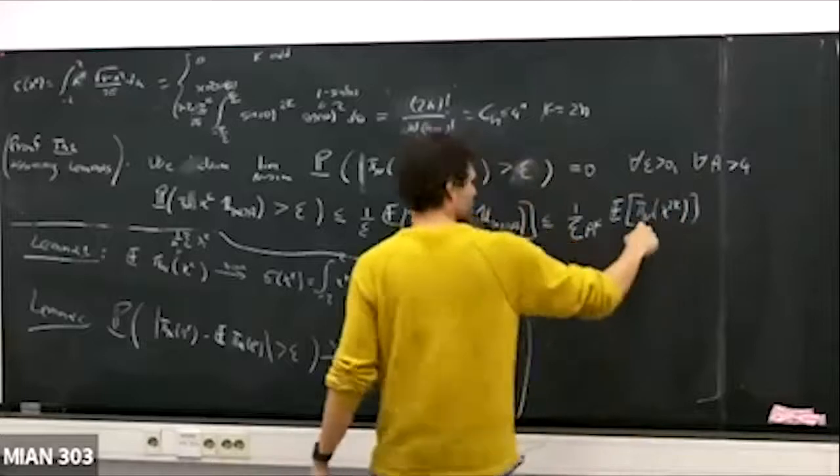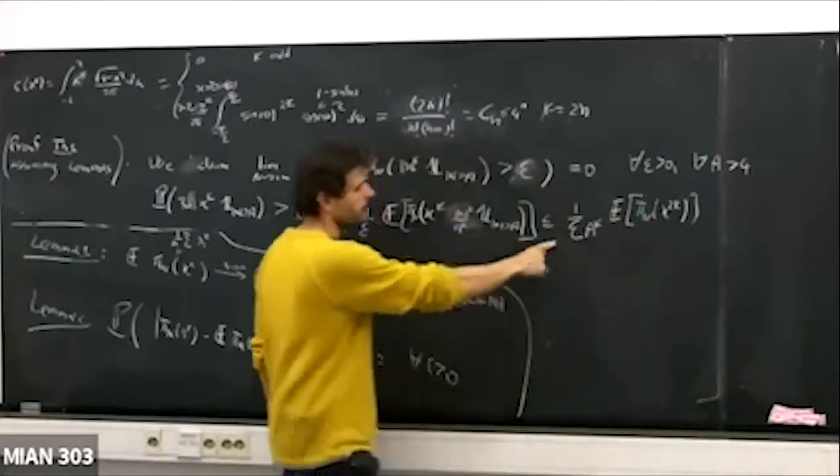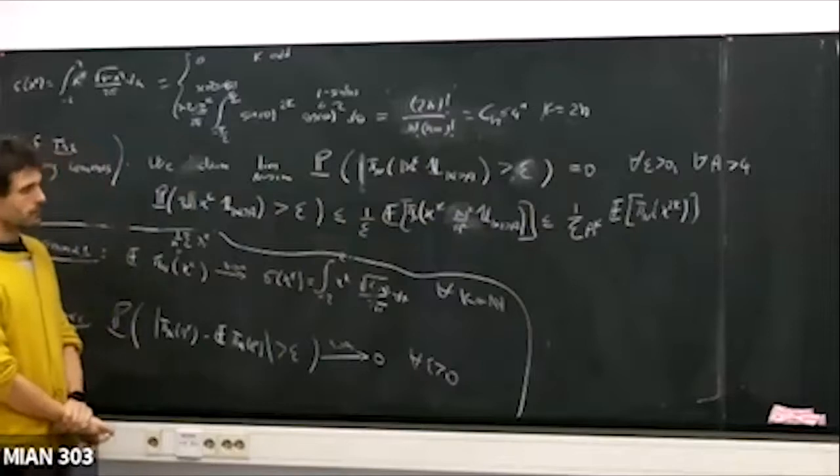This is a random number. This is a random probability measure. This is a random number. I take its expected value, and I get this. Okay.